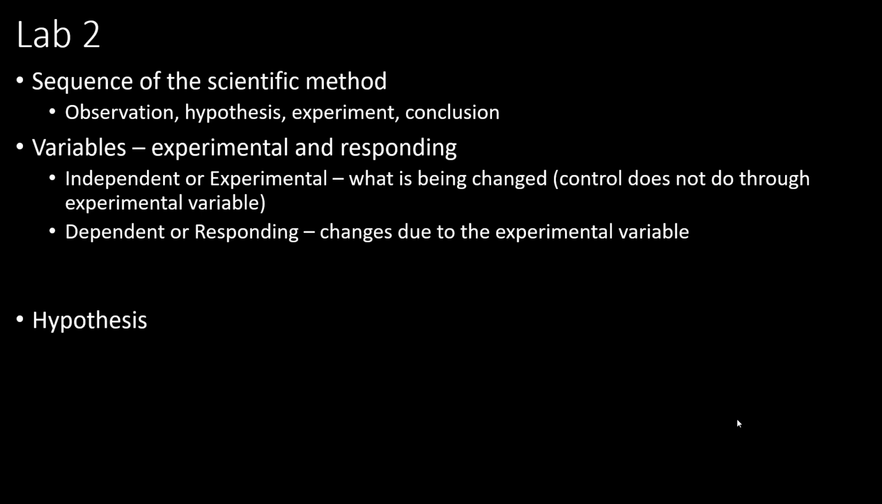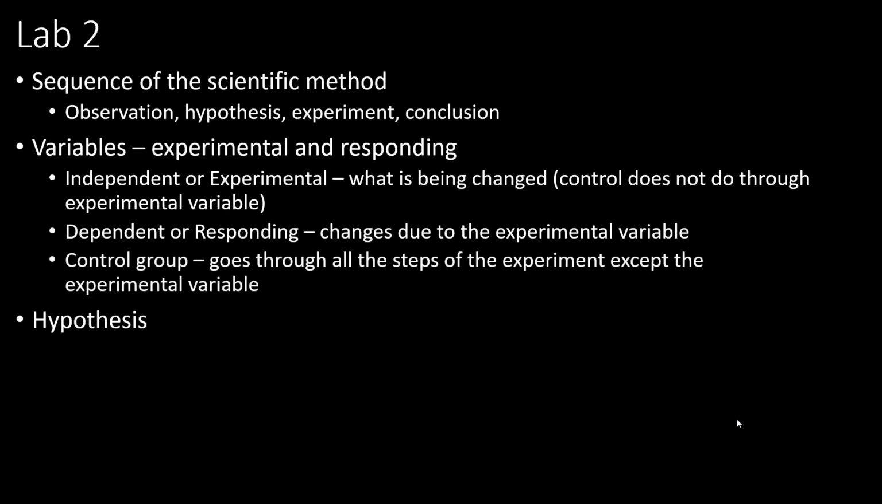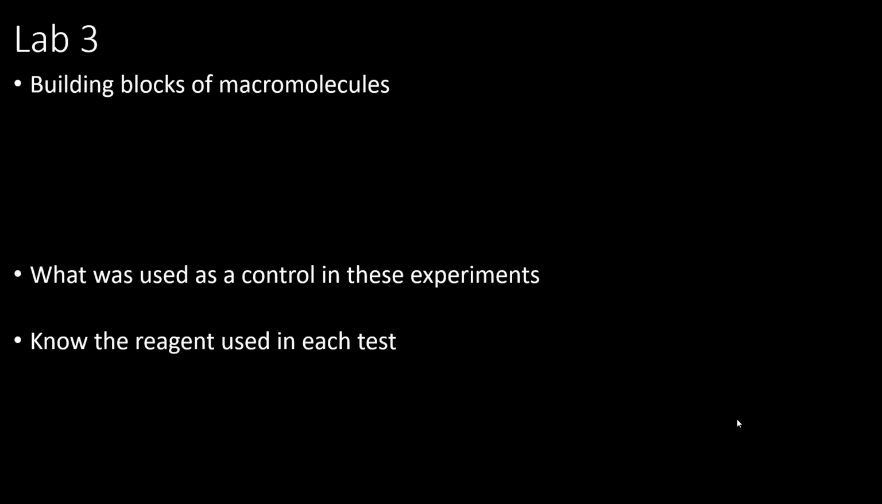Now, in a really good experiment, we're also going to have a control group. Control groups go through all the steps of the experiment except the experimental variable. This is to help us determine that the experimental variable is the cause of the change in the responding variable. Now, the hypothesis. Guys, this is known as a tentative explanation. Sometimes it also gets termed as an educated guess. The key thing here, though, is that it is educated, meaning you do have some knowledge about it when you make that statement for your hypothesis.